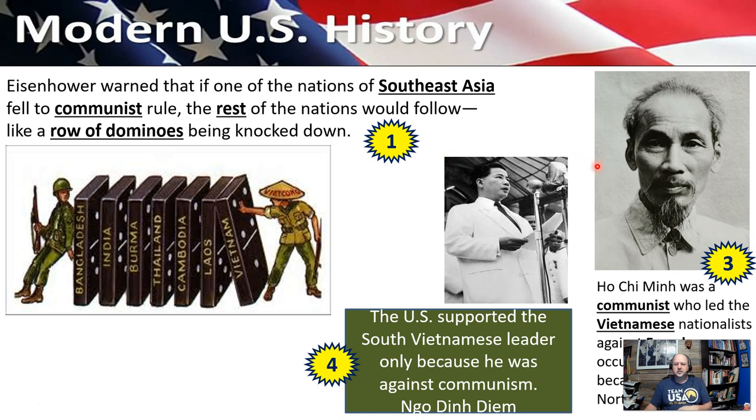This guy here, pictured for number 3, his name is Ho Chi Minh. He was a communist who led the Vietnamese nationalists against French occupation and later became the dictator of North Vietnam.